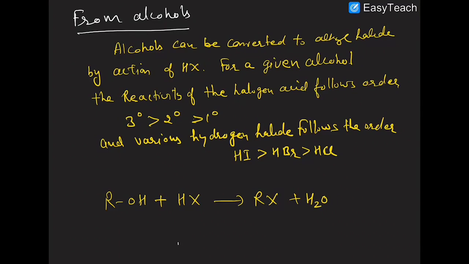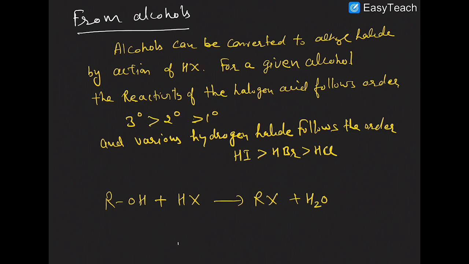Welcome back, students. The next preparation of the alkyl halide is from the alcohols. Alcohols can be converted into alkyl halide by the action of HX. HX means either HCl, HBr, and HI. HF should not be taken into consideration, being a very weak electrolyte.